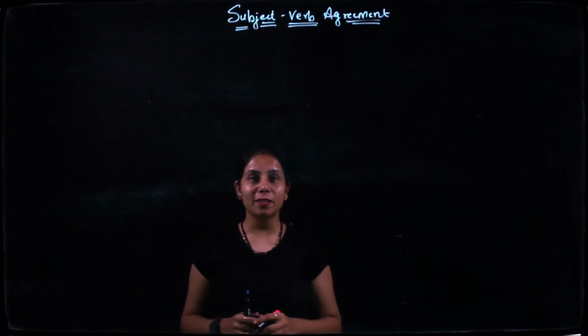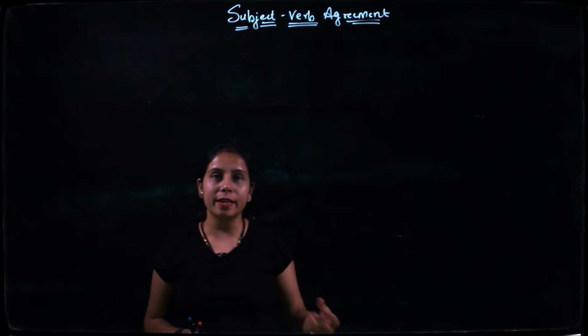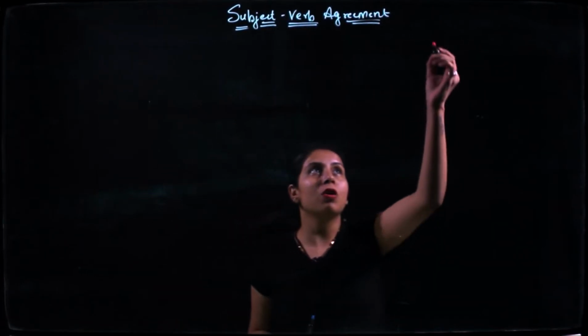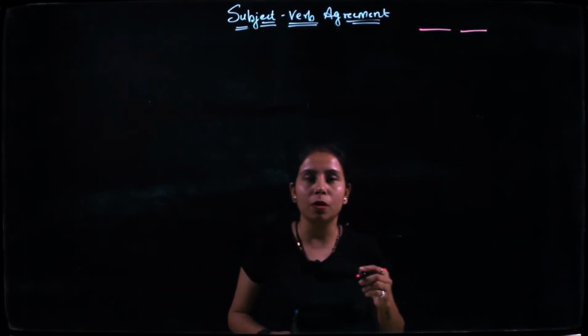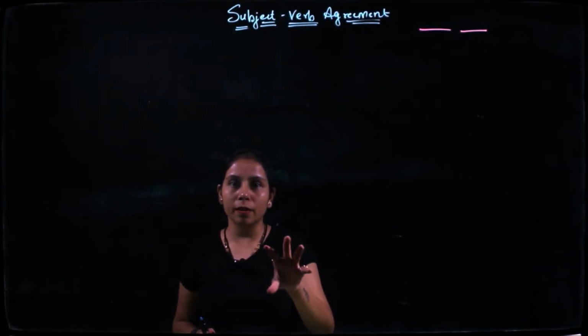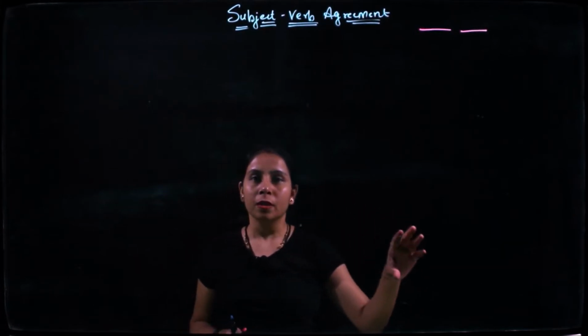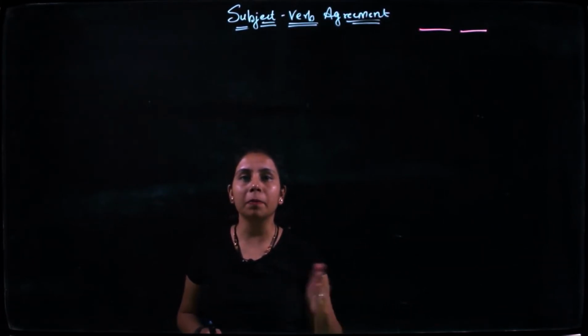So now we are going to talk about subject-verb agreement. Whenever we write a sentence, we must make sure the subject agrees with the verb. How they both must agree with each other. If the subject is singular, the verb should be singular. If the verb is plural, the subject should be plural. They should complement each other.